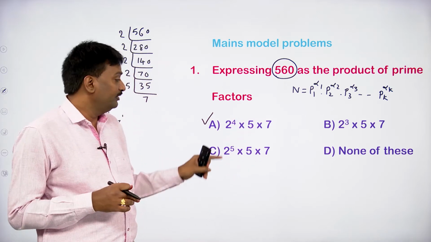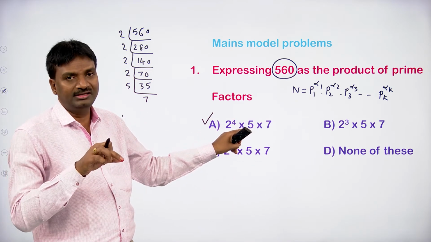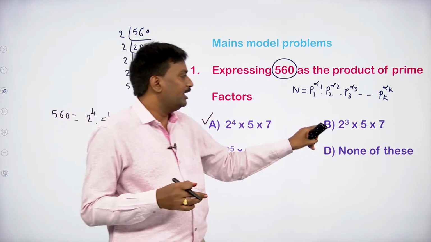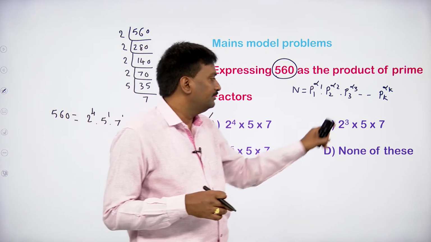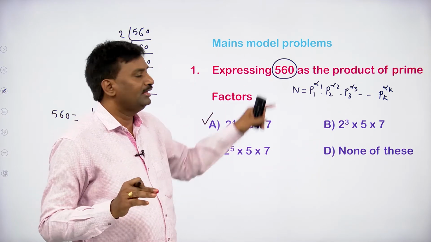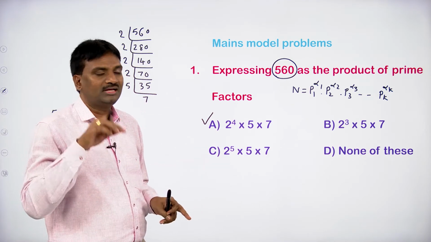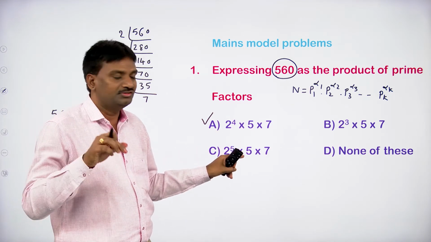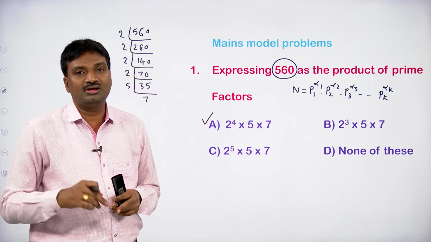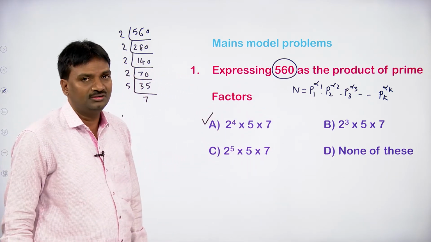If you take the first option, 2 power 4 is 16, 16 into 5 is 80, 80 into 7 is 560, so we can take option A. If you take option B, 2 cube is 8, 8 into 5 is 40, 40 into 7 is 280, but here we have 560, so do not consider B. If you take option C, 2 power 5 is 32, 32 into 5 is 160, 160 into 7 is 1120, but here we have 560, so option C is also not correct.